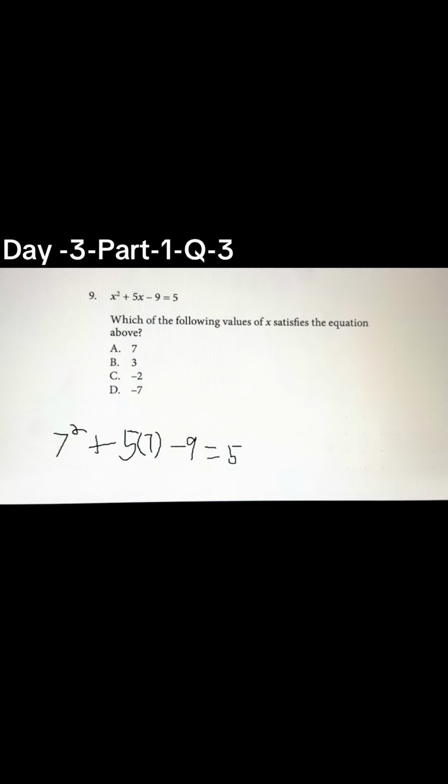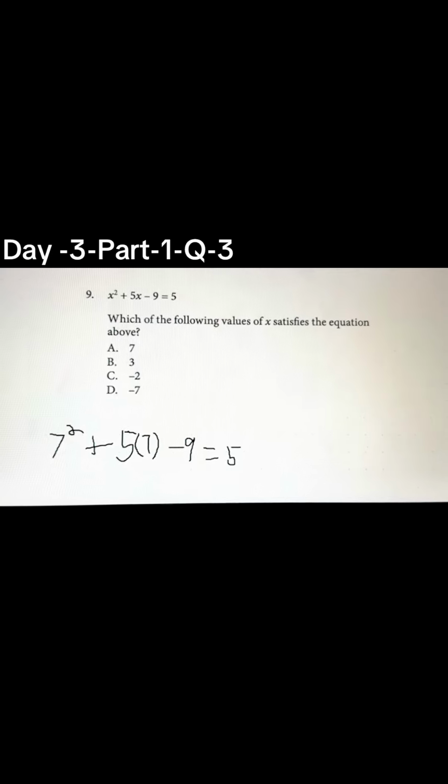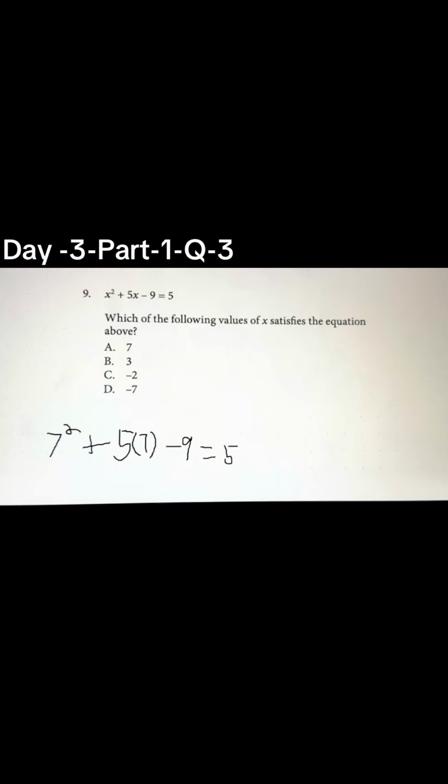Okay. So we have 7 squared plus 5 times 7 minus 9 equals 5. Okay, let's stop for a minute. I don't even want to carry out the calculations here. I'm just looking at this thing. Is there any way that left side of the equation is going to be 5? No. No way.